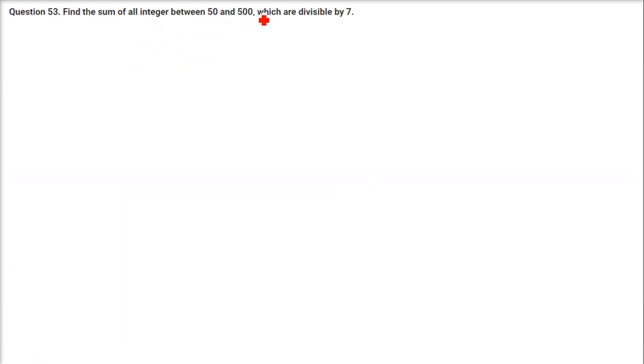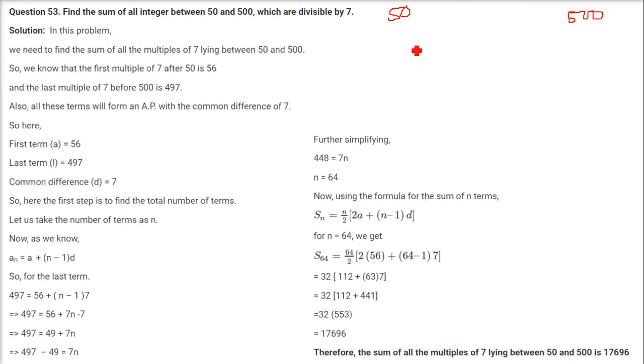Find the sum of all integers between 50 and 500 which are divisible by 7. So exactly the same thing we have to do. The first number after 50 which is divisible by 7 will be 56, 7 8s are 56. What is the number just below 500 which is divisible by 7? That number is 497. So our series is from 56 to 497.